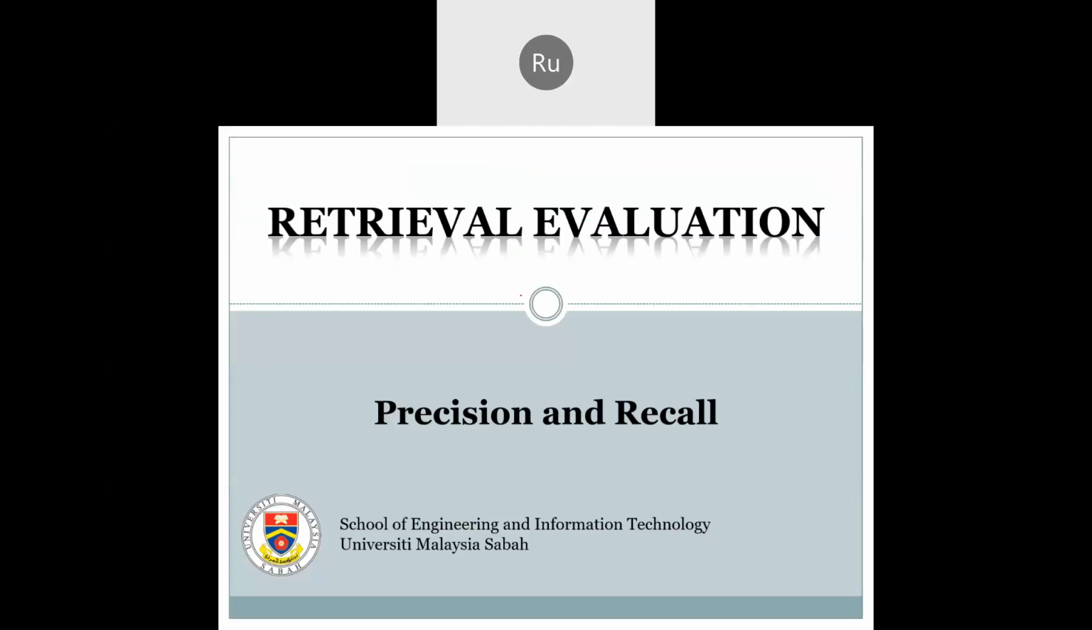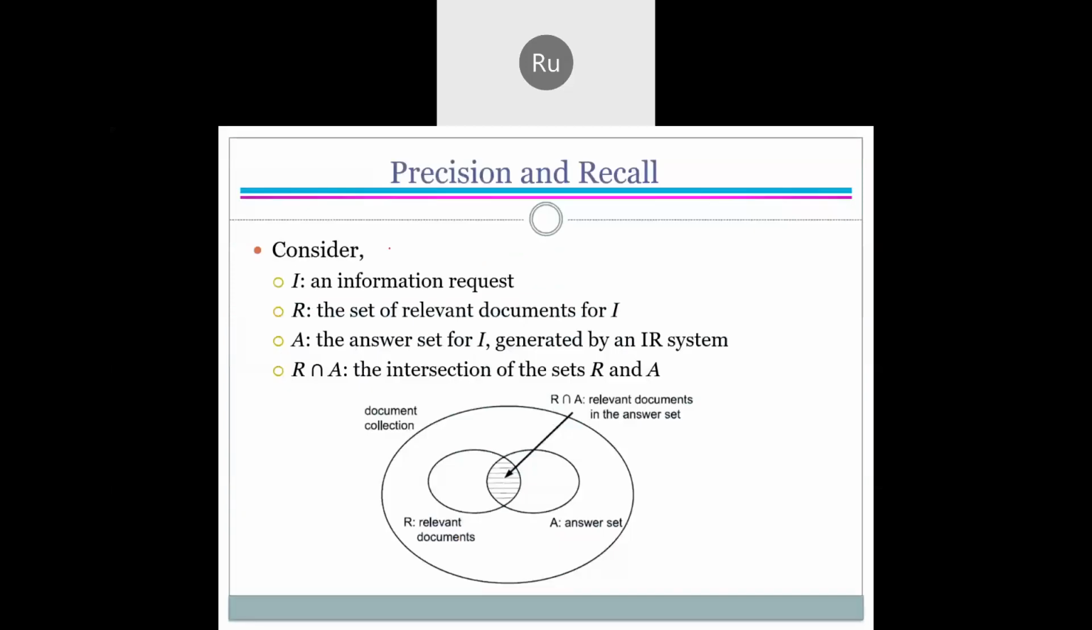Okay, let's take a look at precision and recall. To describe this assessment, we have to describe the overall situation that we have. Let's consider I to be the information requested. Depending on your query, I is what we want to have, and we have R. R is the set of relevant documents for the query or the information that we have, and then A is the set of information produced by the IR system.